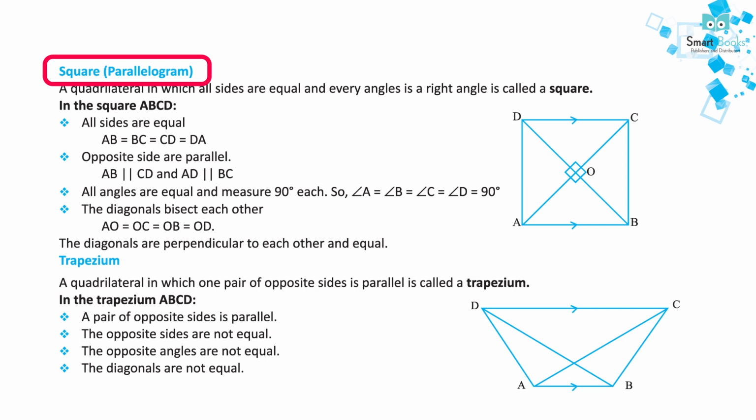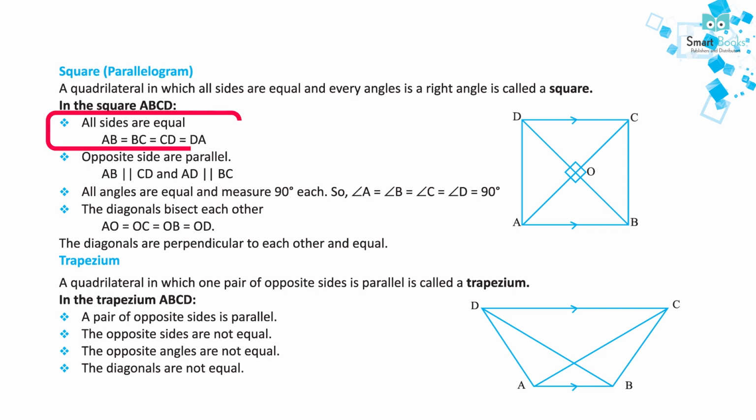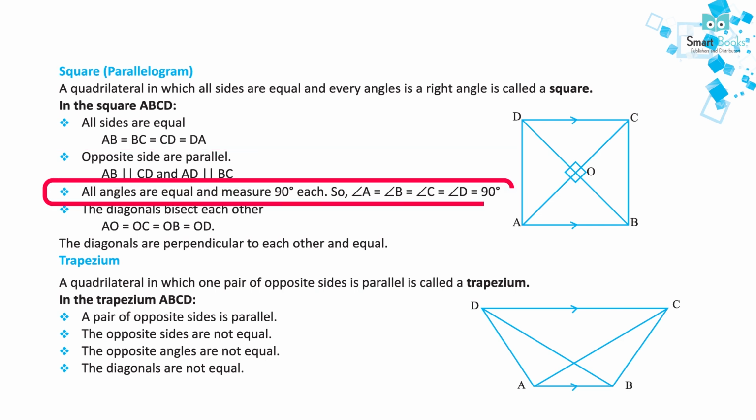Square. A parallelogram in which all sides are equal and every angle is a right angle is called a square. In the square ABCD, all sides are equal. AB equals BC equals CD equals DA. Opposite sides are parallel. AB is parallel to CD and AD is parallel to BC. All angles are equal and measure 90 degree each.